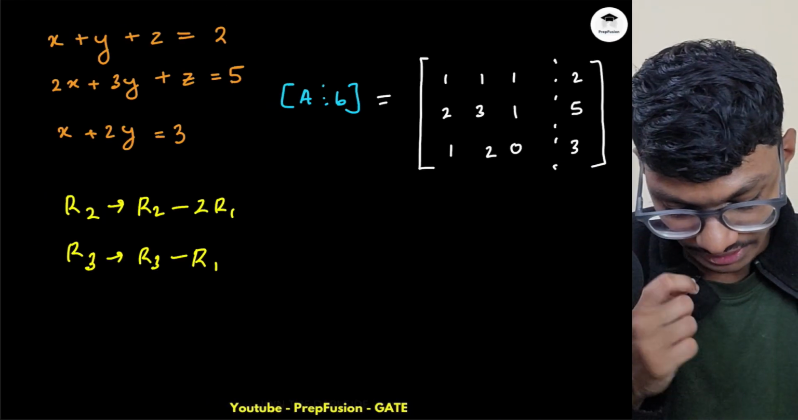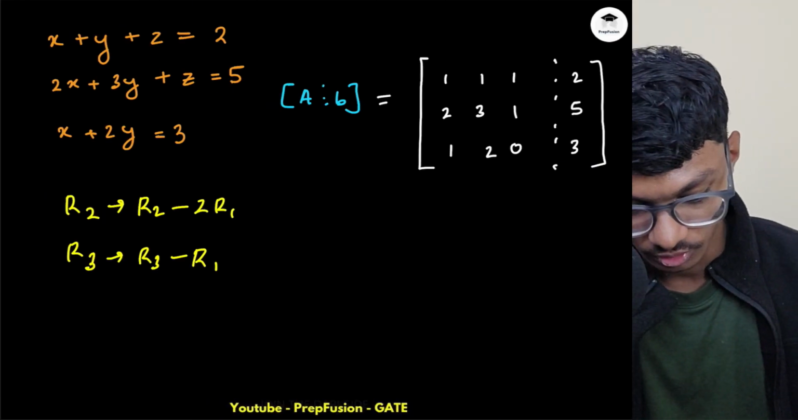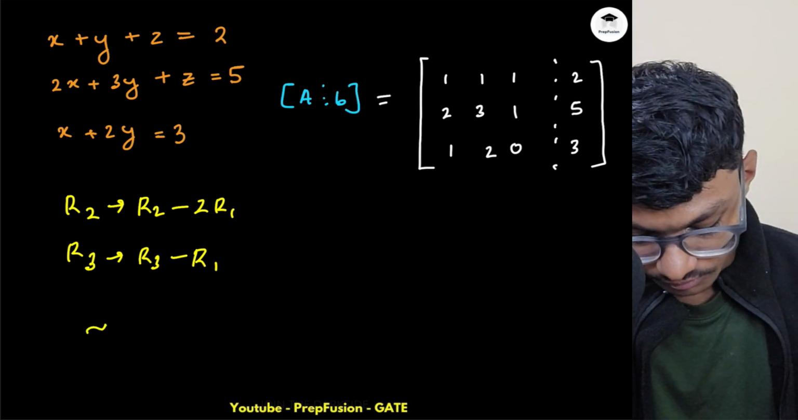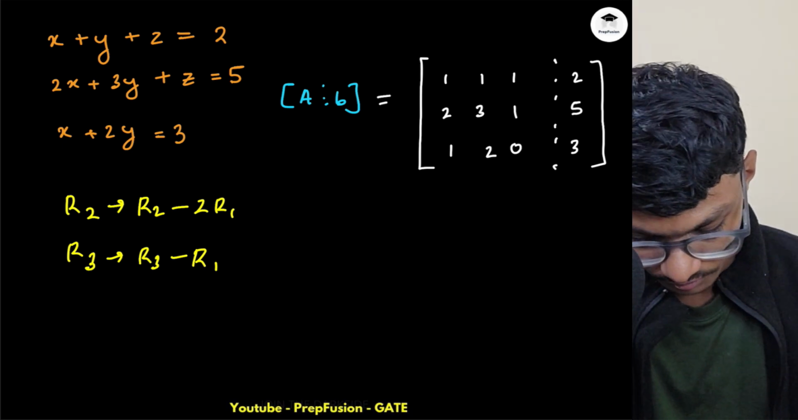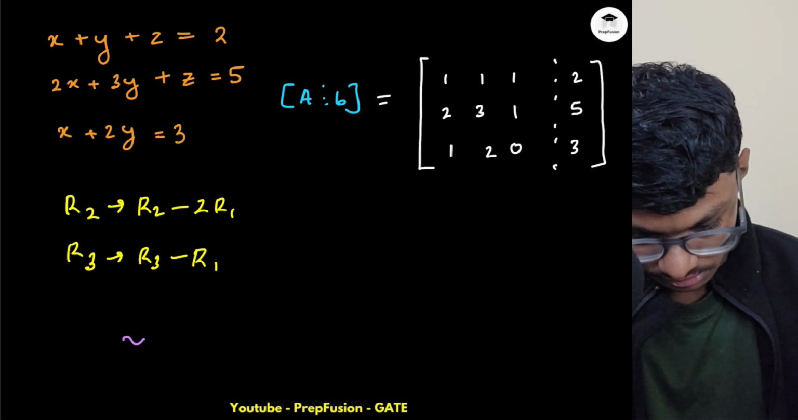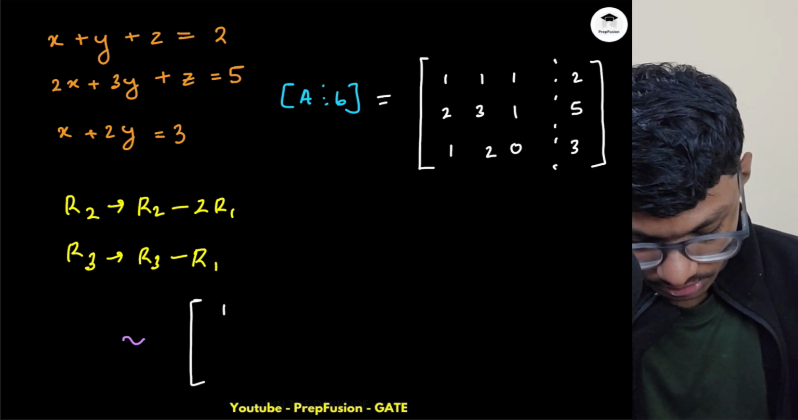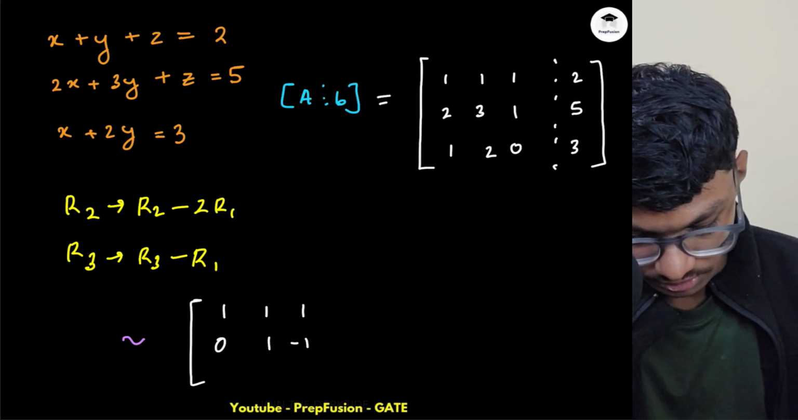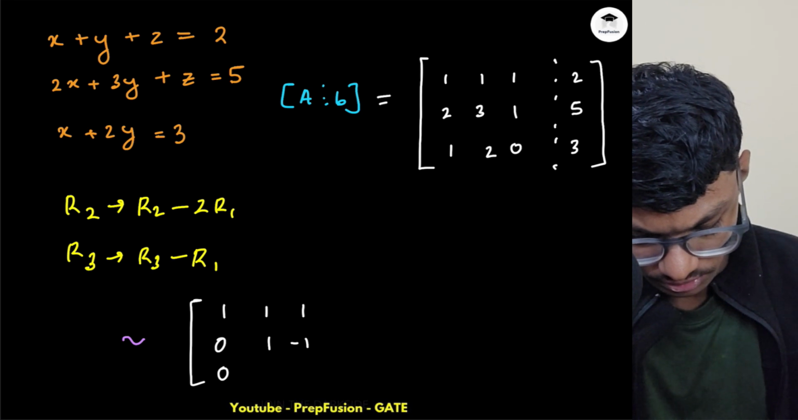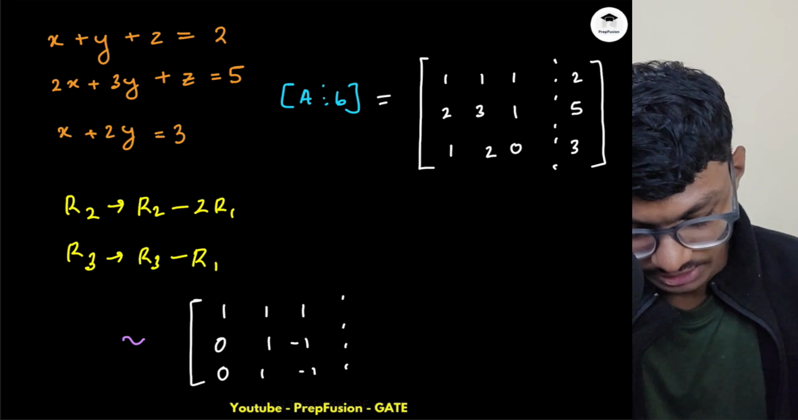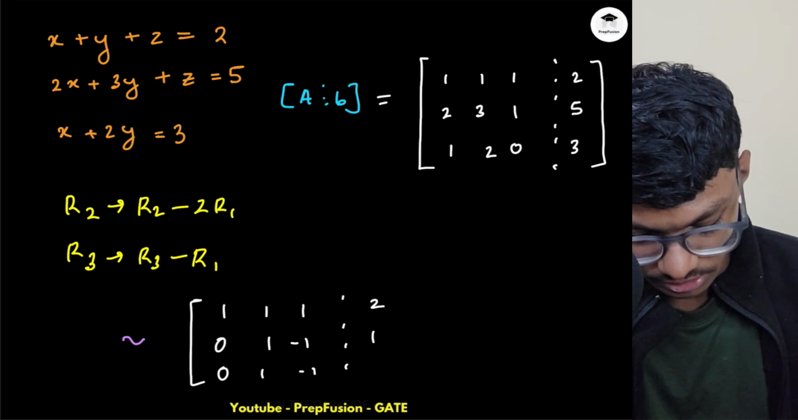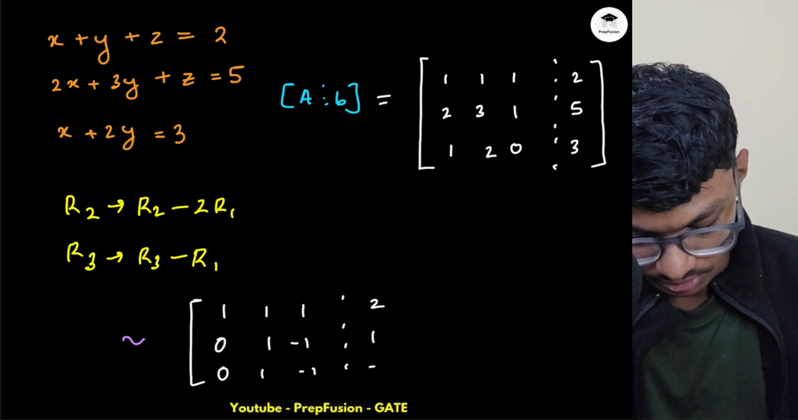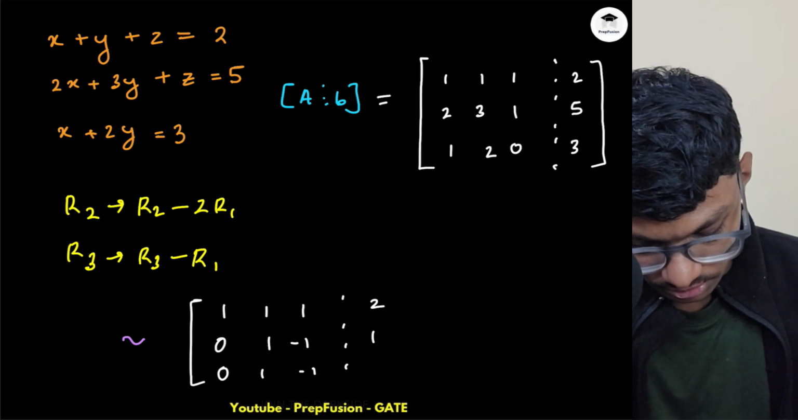Where was I? I was doing the row transformations. So the equivalent form of this is simply: this is 1 1 1, this is 2 times this, so this is 0, 1, minus 1, and 0, 1, minus 1. And again we get the same thing, and this is 2, this is 1, and this is minus 1.